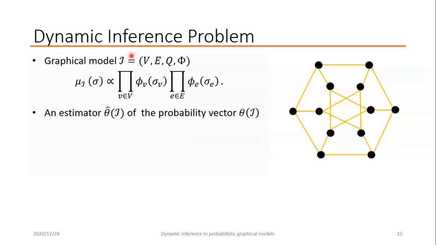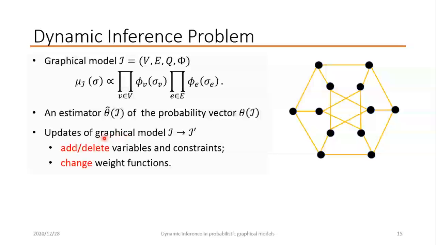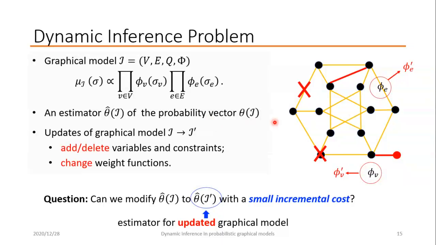Thus, in this paper, we consider the dynamic inference problem. Given a graphical model I, let the target probability vector be defined on I, and let hat be its estimator. In dynamic inference, the graphical model itself can change dynamically with time. Specifically, we can add and delete variables and constraints and change the weight functions. The goal is to estimate the target probability vector on I prime. The main question in this work is: can we modify the estimator hat to the new estimator hat prime with small incremental cost such that hat prime is a reasonable estimator?